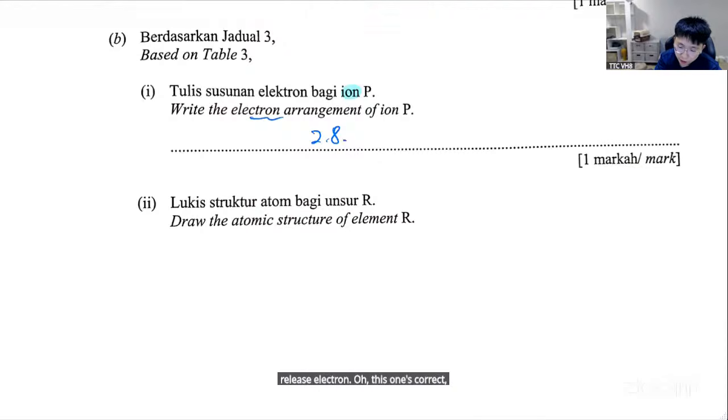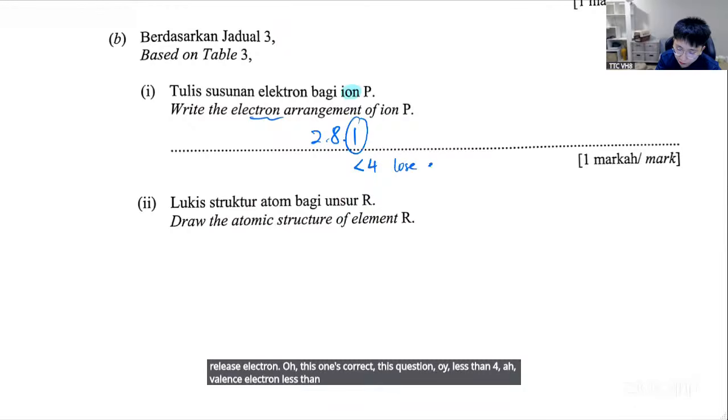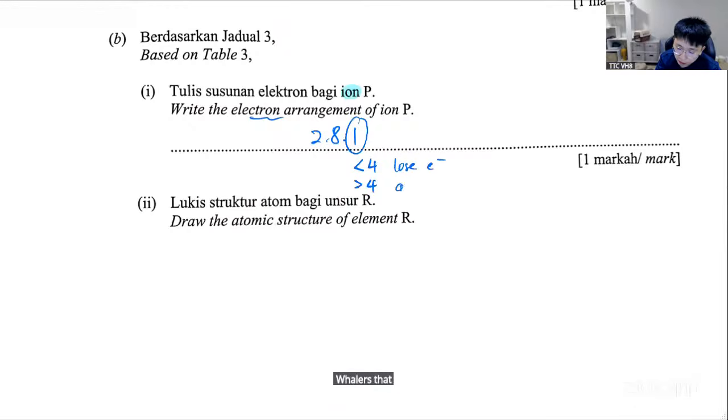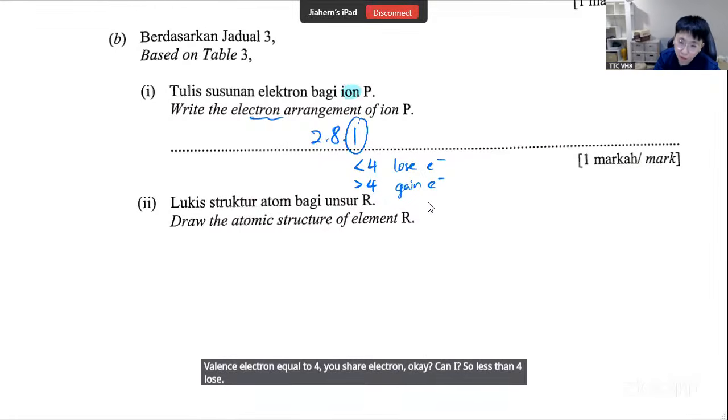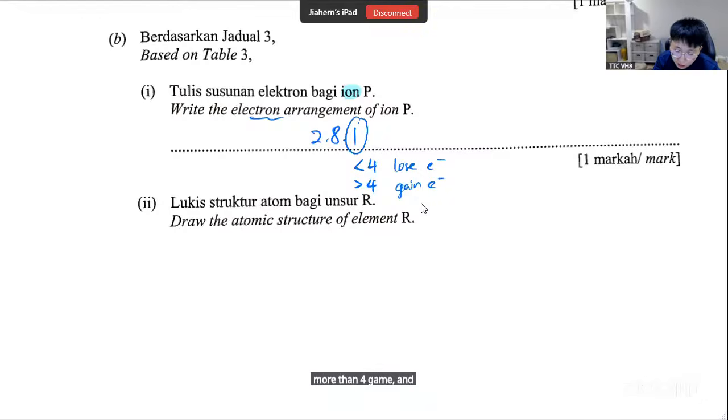This question. Valence electron less than 4, lose electron. Valence electron more than 4, you gain electron. Valence electron equal to 4, you share electron. Okay. So less than 4 lose, more than 4 gain, and just nice is 4 will be sharing.